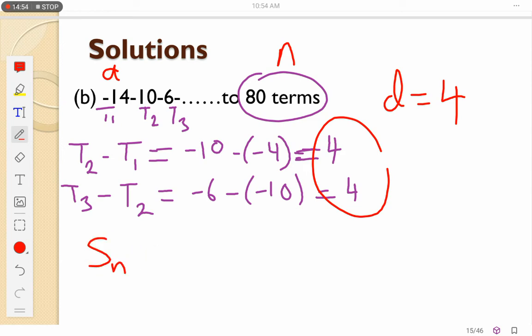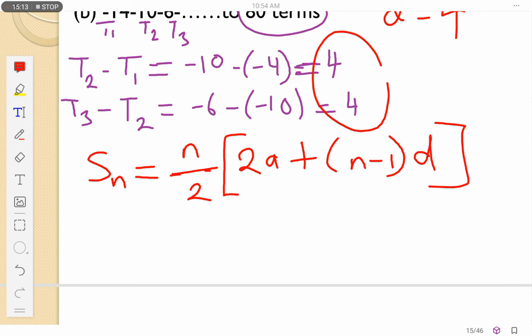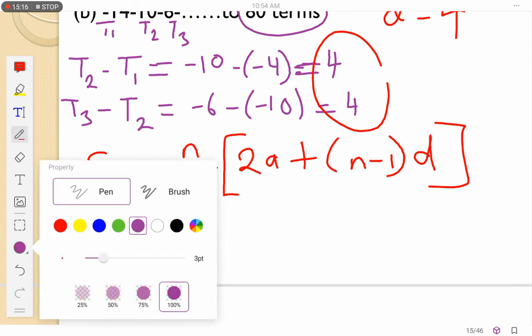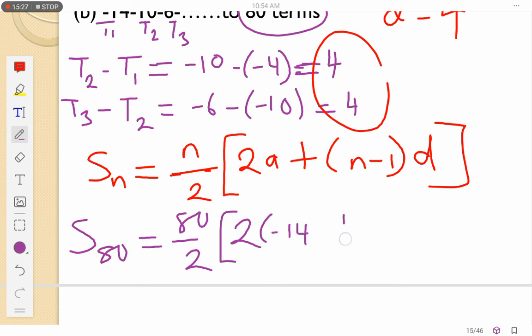Sn is equal to n over 2. So it's always important to not make mistakes. 2A plus N minus 1 by D. Okay, now I've written the formula. I'm now substituting the data that we have. We have S up to 80 is equal to 80 over 2 by 2 by A, which is our minus 14, plus our N, which is 80 minus 1, by D, which is our 4.